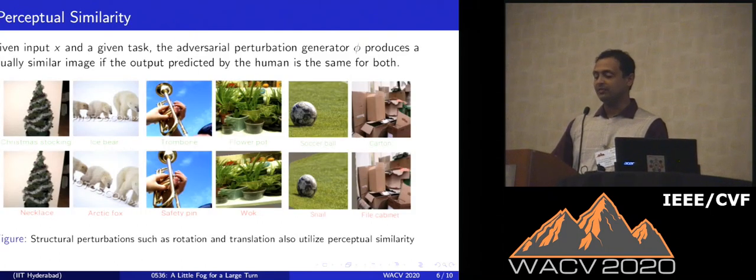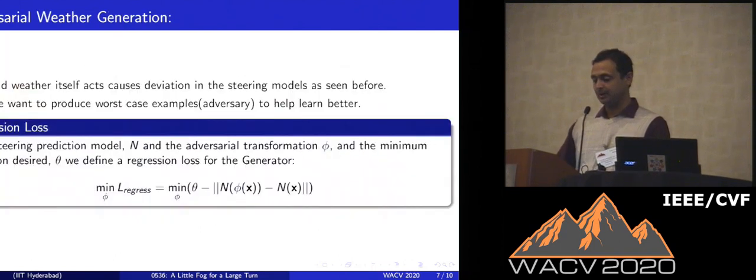What we say is that for a given input X and a given task, could be classification, regression, or segmentation, phi produces a perceptually similar image if the output predicted by the human is the same for both. We call that task perceptual similarity. Other such transformations could be contrast or brightness changes, blurring, rotation, sharpening, whitening, addition of noise. In the case of autonomous navigation, both for foggy and natural scenes, the task would be to estimate the right steering angle, which we expect that humans would do correctly.